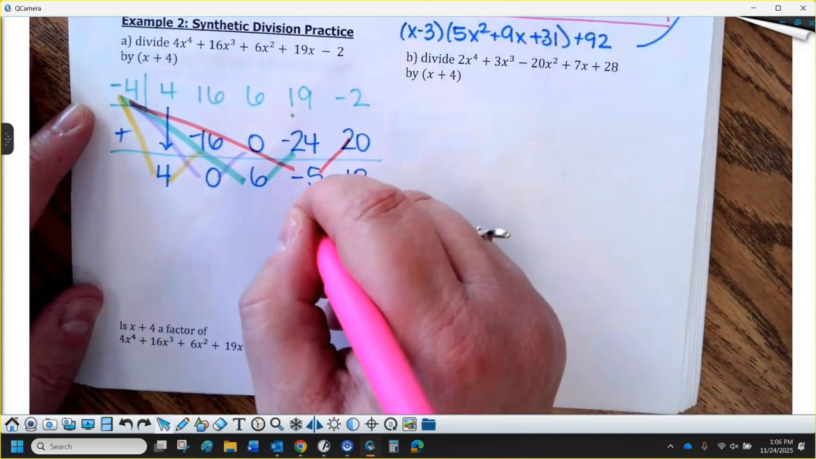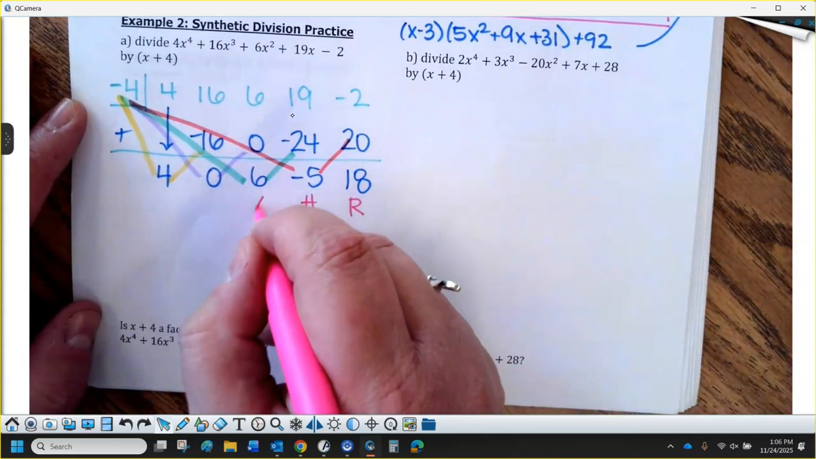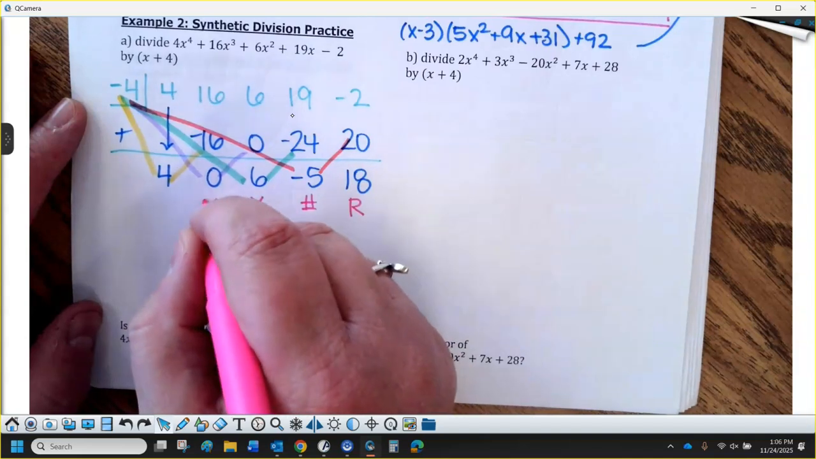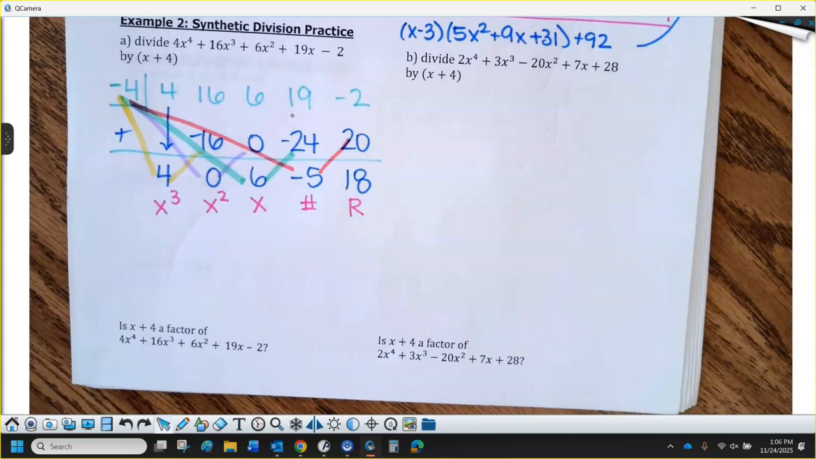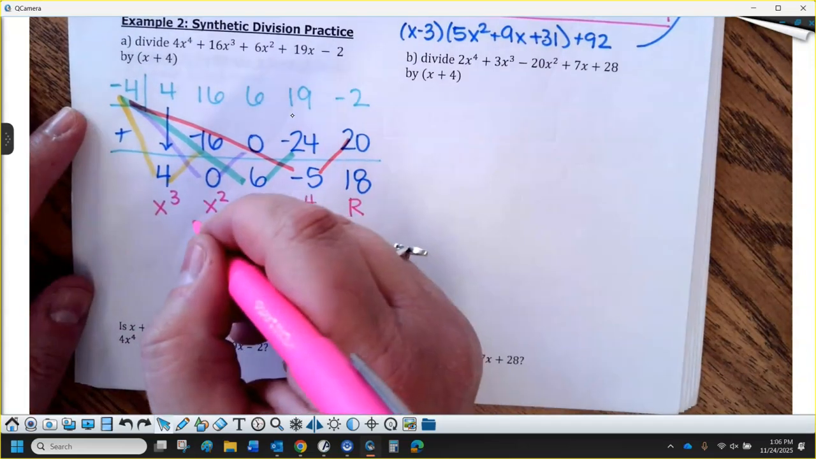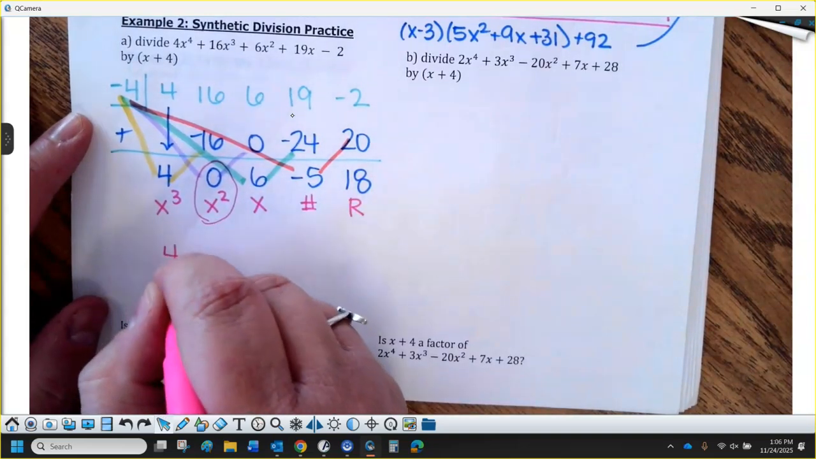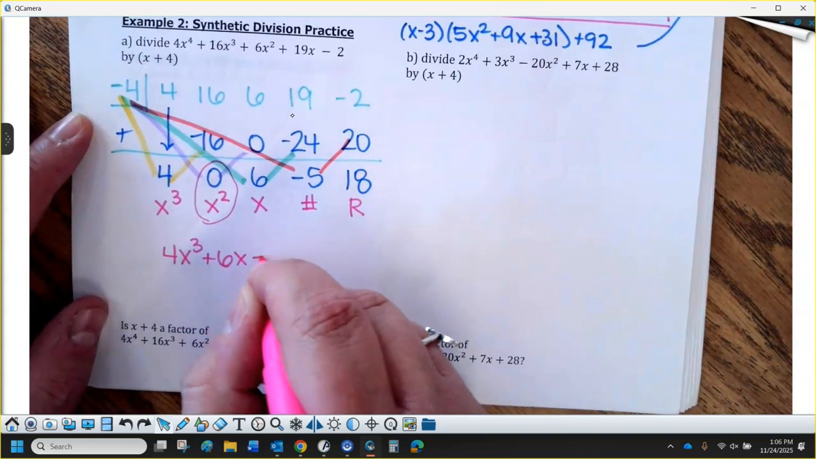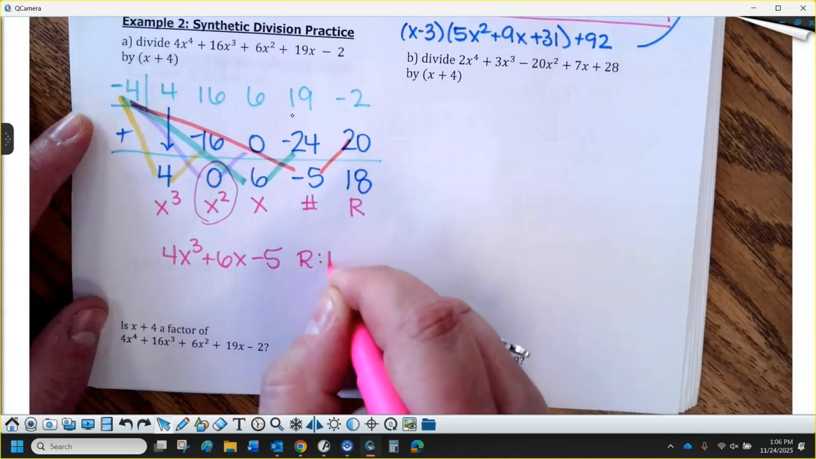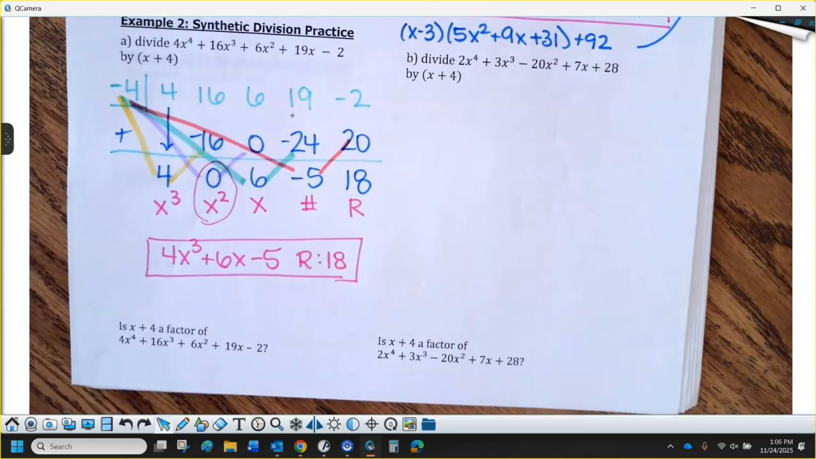Then you have your constant term, so your plain number, and then you start adding powers of x. So the 6 would just be an x to the first, and then x squared, and then x to the third. Now, in this particular case, you guys will notice I had no x squareds. So when I write my answer, I would just write 4x cubed plus 6x and then minus 5 with a remainder of 18 because I really had no x squareds.